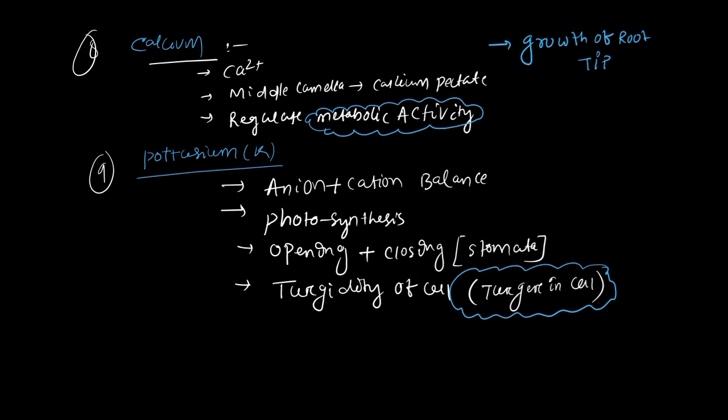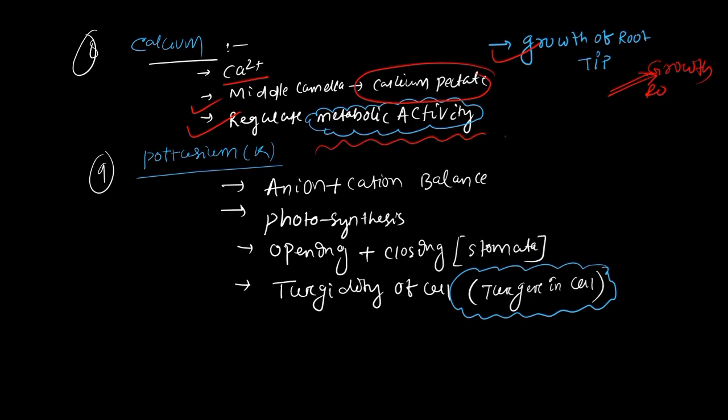Next, calcium. Calcium is observed as Ca2 plus, and it helps in growth of the root tip. If this is a root tip, calcium helps its growth. And its composition is found in the cell's middle lamella, called calcium pectate. Calcium pectate is mostly found in the middle lamella and regulates different metabolic activities.